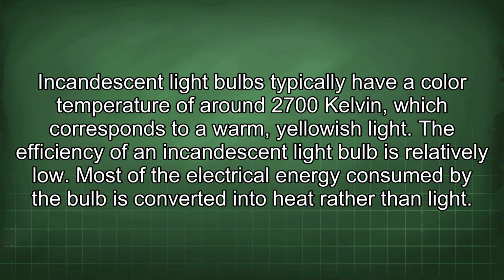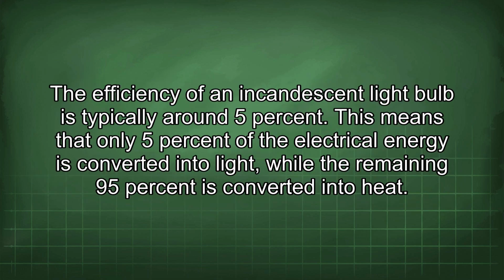The efficiency of an incandescent light bulb is relatively low. Most of the electrical energy consumed by the bulb is converted into heat rather than light. The efficiency of an incandescent light bulb is typically around 5%. This means that only 5% of the electrical energy is converted into light, while the remaining 95% is converted into heat.